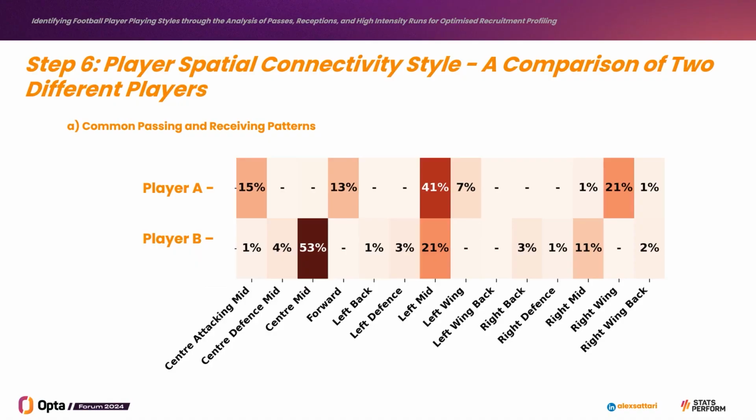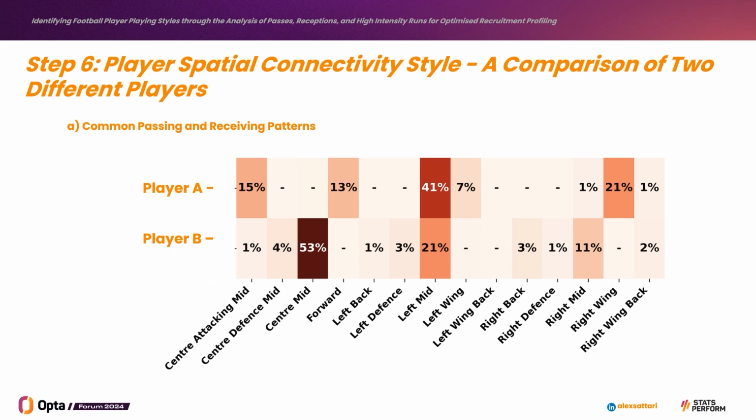Now let's add another player, player B, to see if our model can show the differentiation between these two players. Here we can see player B's receiving pattern, shown at the bottom. He has 53% of the center midfield pattern, compared to player A who had almost zero. So player B is probably a midfielder and not really an attacking midfielder or forward. And he has 21% left mid pattern and 11% right mid pattern. So it's a midfielder who is probably more focused on the left side.